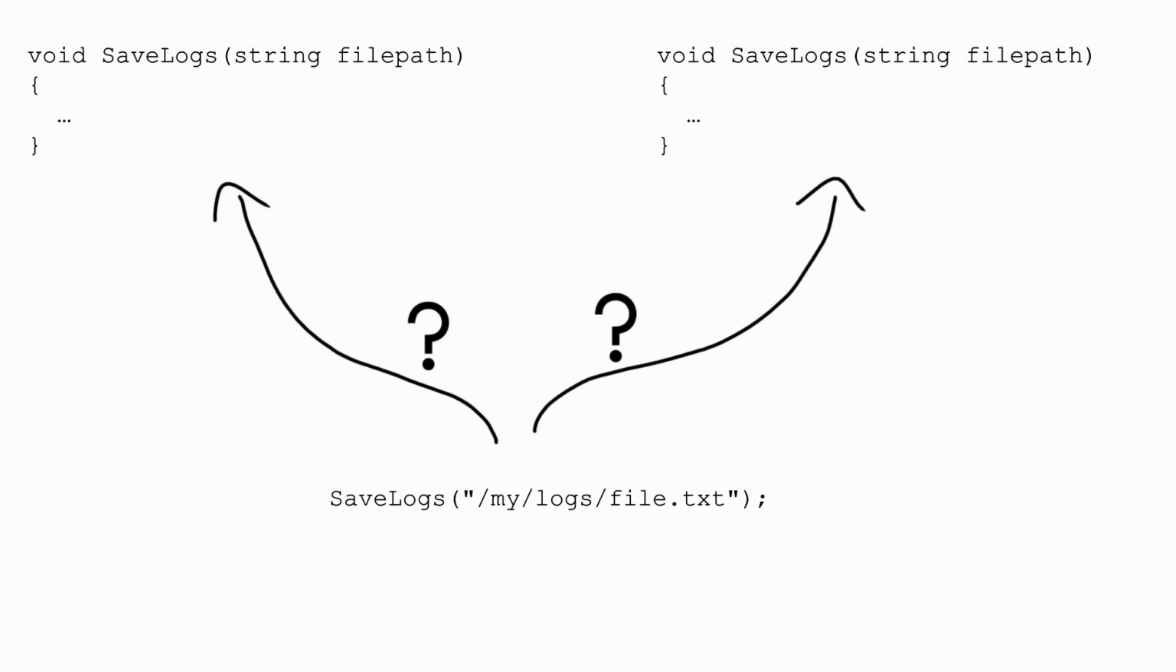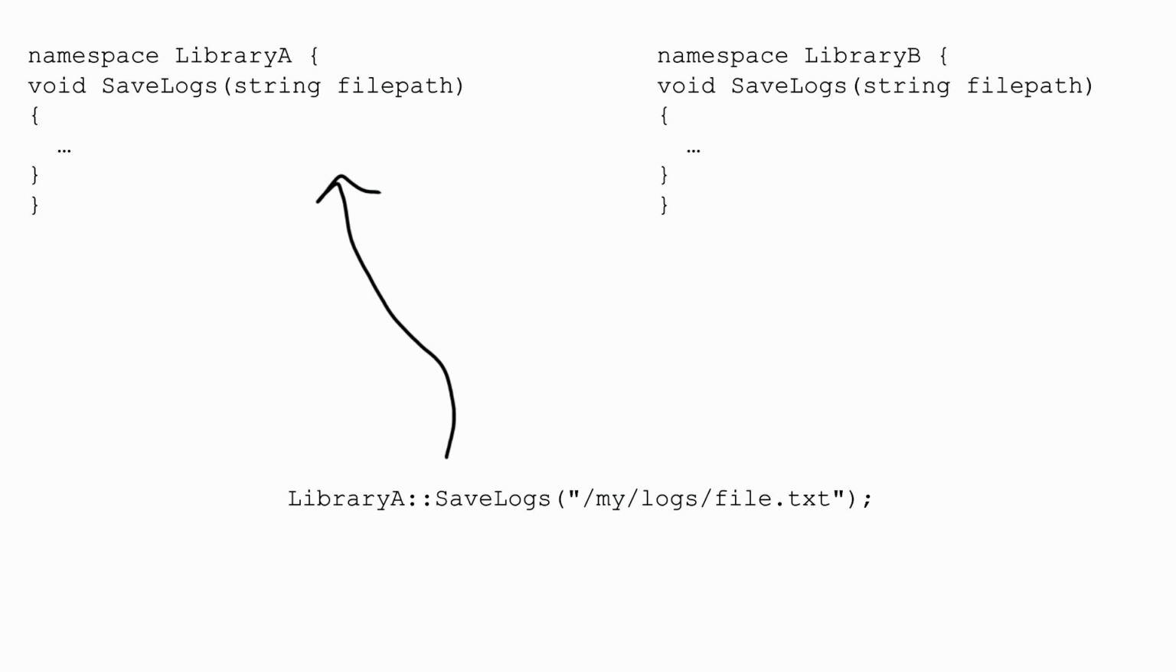Let's say I've got two libraries that both have a savelogs function. If both are defined in the global namespace, my code won't compile because it can't tell the difference between the two functions, and it doesn't know which one I'm trying to call. I can fix this by putting the functions in different namespaces. Now it's clear which function I'm trying to refer to because the namespace is now part of the identifier.